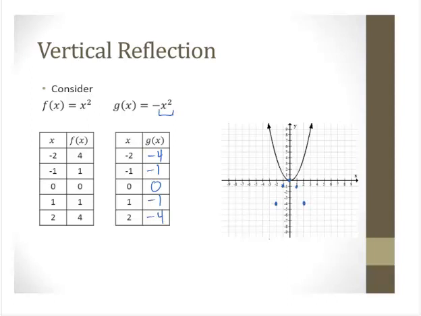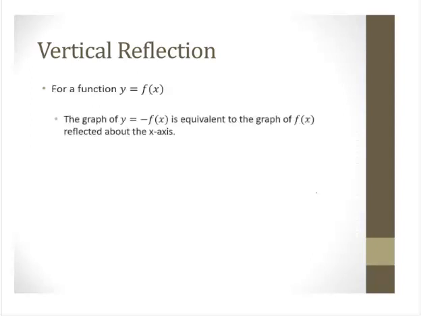And if we graph that, we again see the parabola, only there's been a vertical reflection. It's flipped about the x-axis. So formally we say for a function y equals f of x, the graph of y equals the opposite of f of x is equivalent to the graph of f of x reflected about the x-axis.